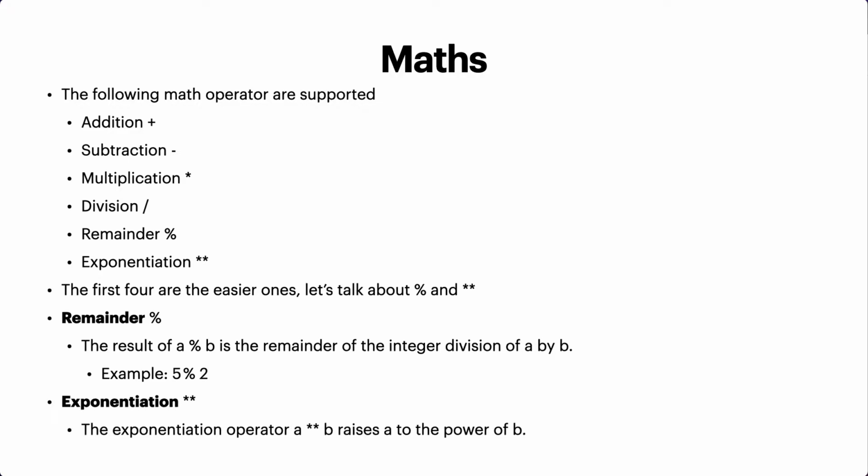Exponentiation. The exponentiation operator raises a to the power of b. So this is basically a way to calculate the power of a number, and we raise a to the power of b through the exponentiation operator. So for example, 2 and 2, the first number is a and the second number is b, so we raise a to the power of b, and then we'll get our result.